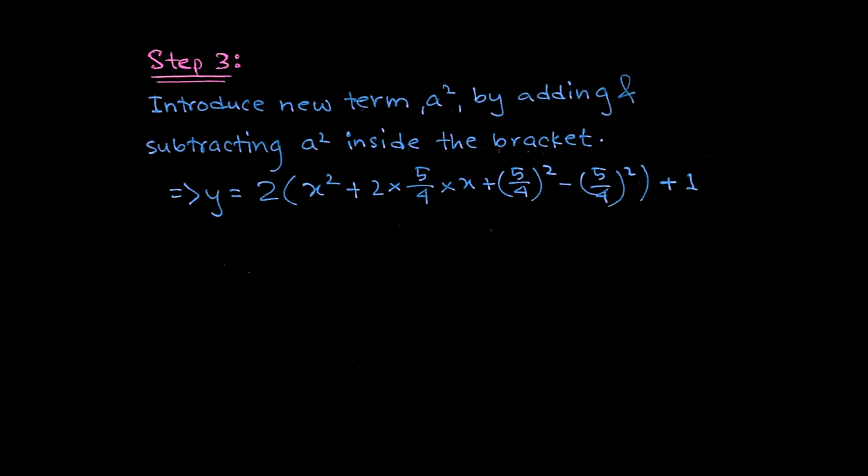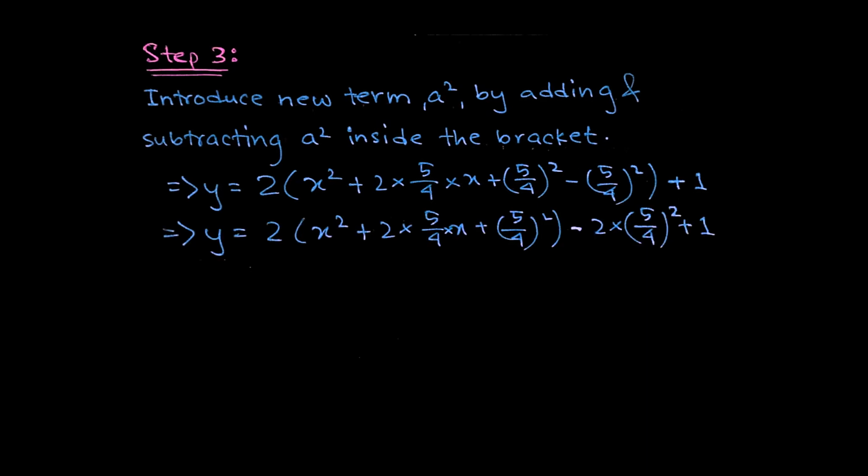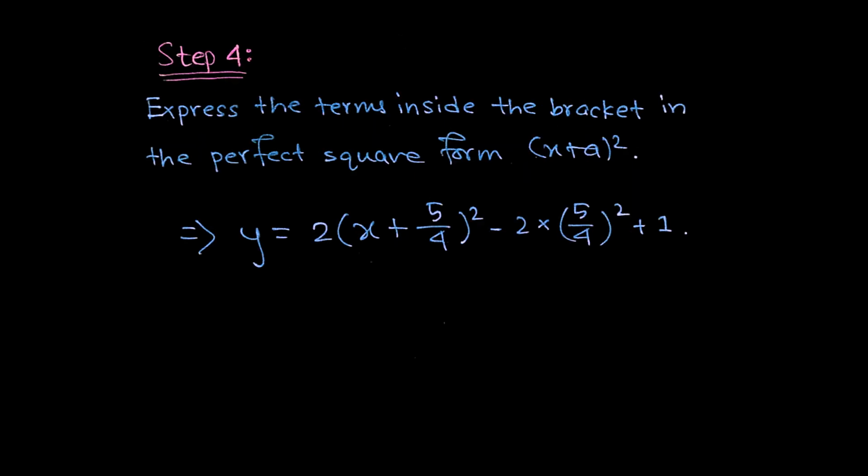Then, when we take the negative part out of the bracket, we see that inside the bracket our equation is in the form of an expanded perfect square, x squared plus 2ax plus a square. In step 4, we will express the terms inside the bracket in the perfect square form, x plus a whole square. Therefore, we get the equation y is equals to 2 into x plus 5 by 4 whole square minus the constant terms. Here x plus 5 by 4 whole square is in the perfect square form.